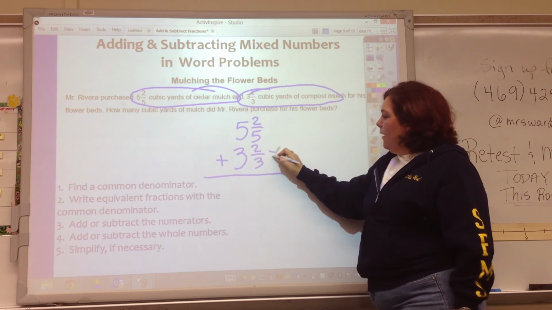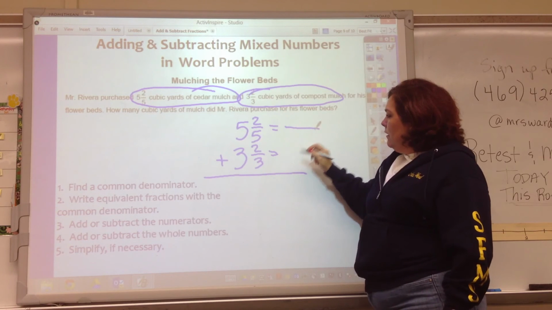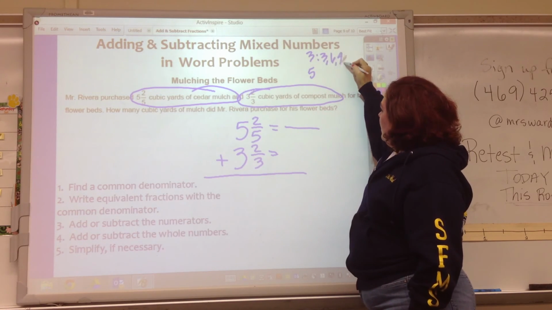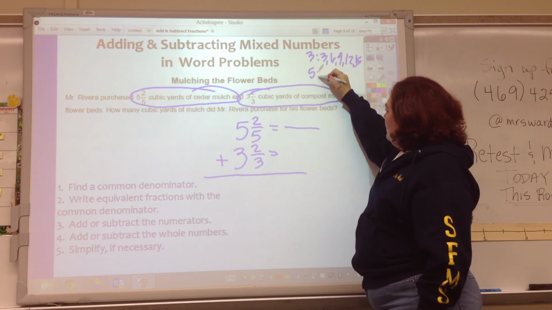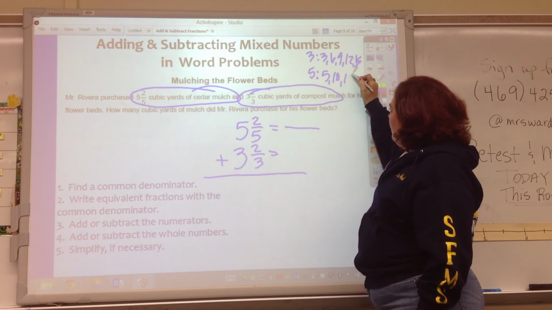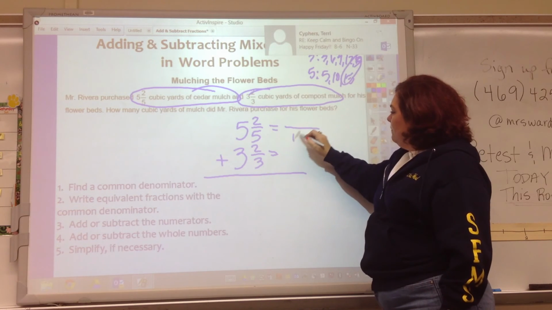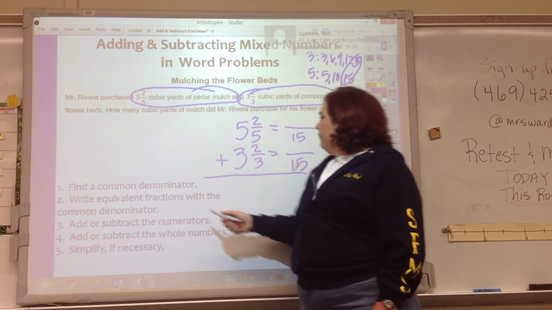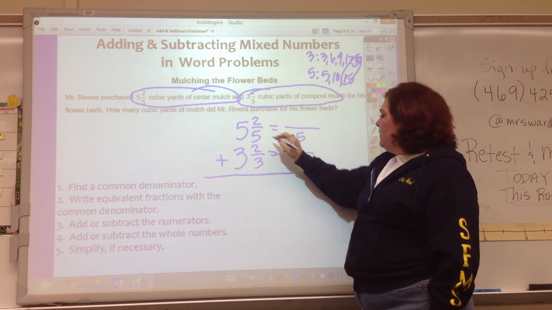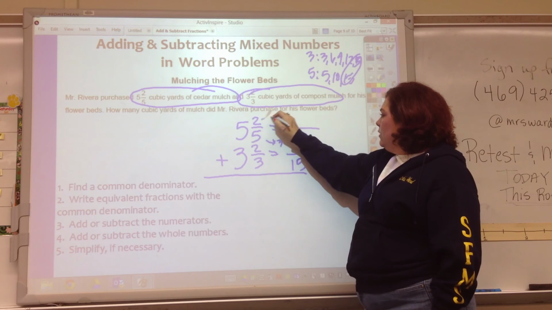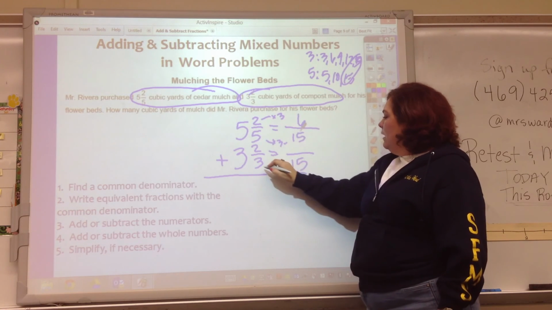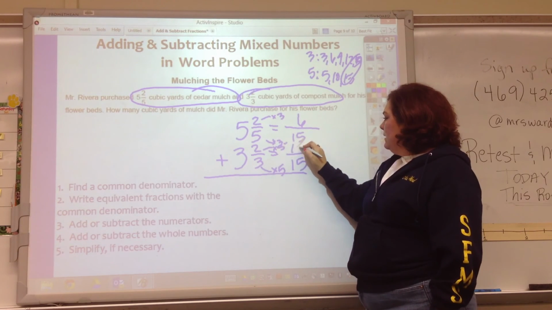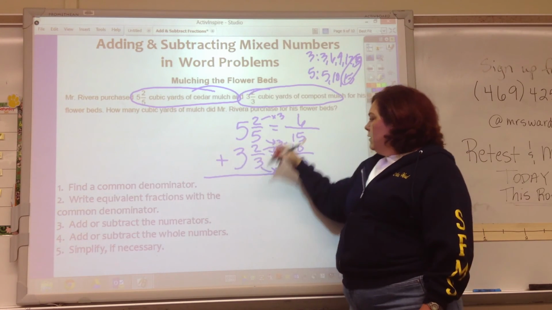So I'm going to find my common denominator, and of 3 and 5, I go 3, 6, 9, 12, 15, 5, 10, 15. So it's 15. I put that here. Now I'm going to do my step 2, write equivalent fractions. 5 times 3 is 15. 2 times 3 is 6. And 3 times 5 is 15. And 2 times 5 is 10.